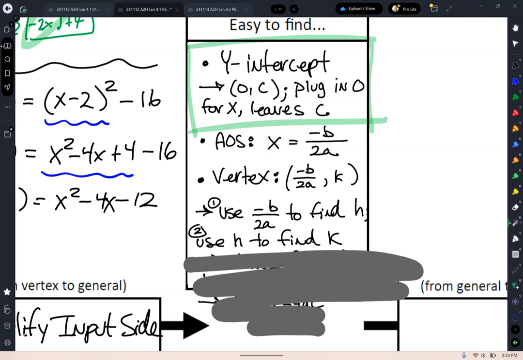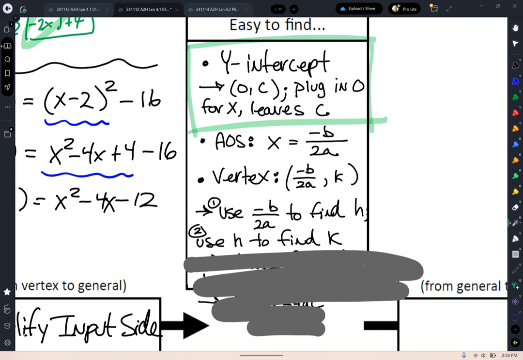Because axis of symmetry is always x equals h, which is the x coordinate of the vertex. Does that make sense? So we could easily find our x coordinate of the vertex. You can see I have it written here this time as negative b over 2a. I could write it as h, but I'm using this notation of negative b over 2a to find that.